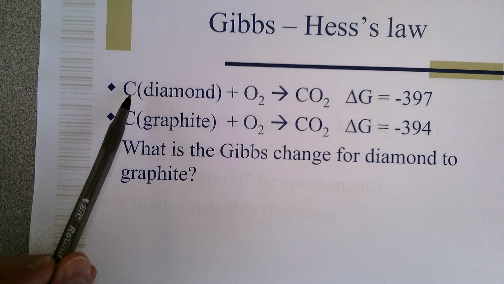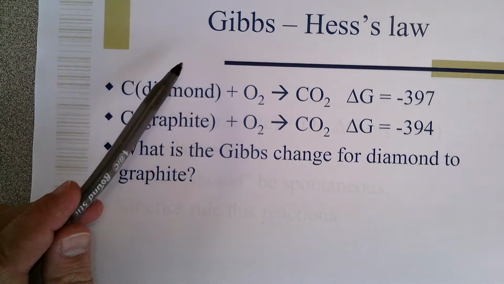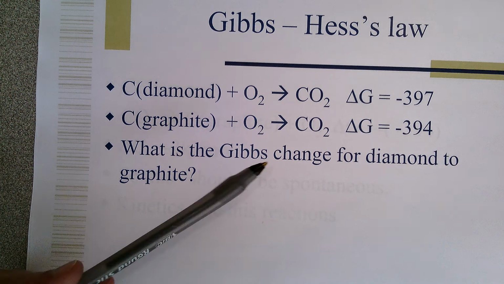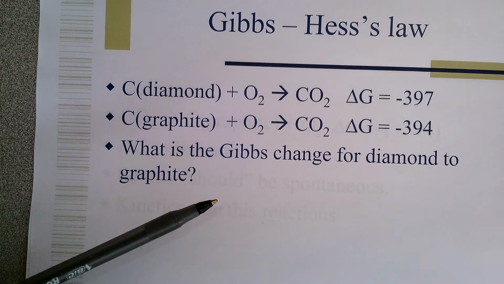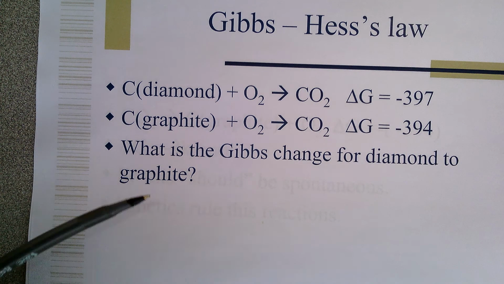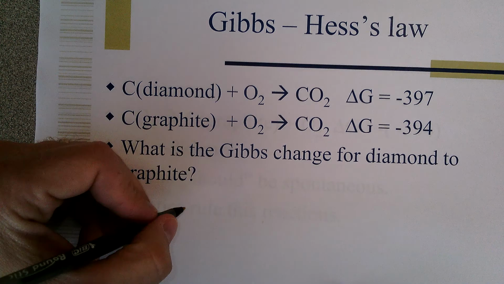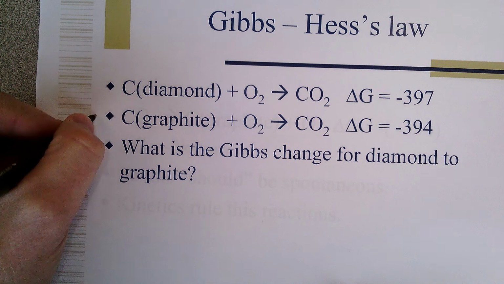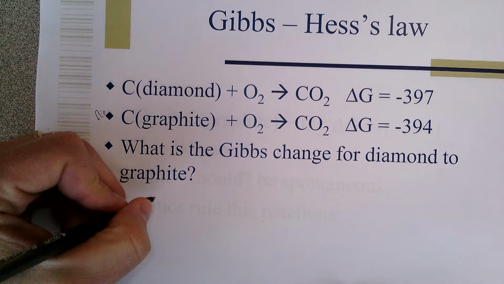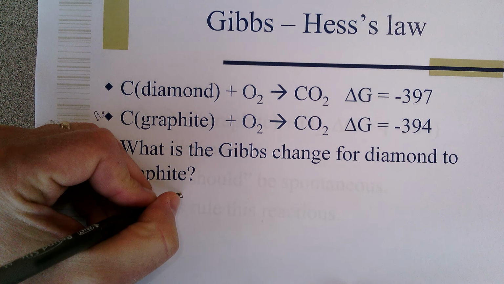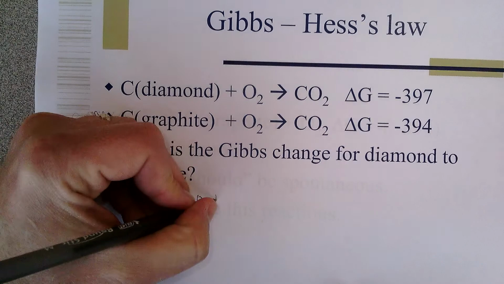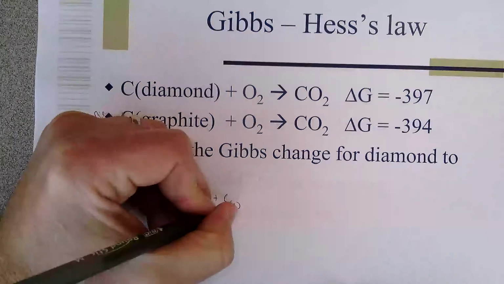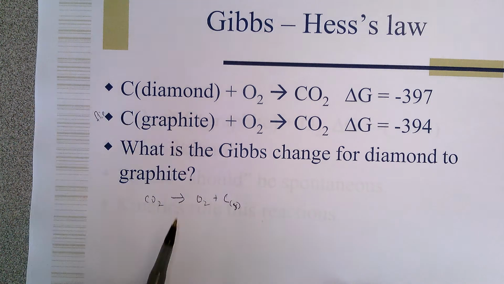All right, so we take a look at how we can do this Gibbs free energy with Hess's law too. Just like we could do delta H with Hess's law, we can do delta G with Hess's law. So if I want to go from diamond to graphite, I'm going to rearrange these. I'm going to leave this one as is, and I'm going to flip this second one. So if I flip the second one, that's going to be CO2 changes to O2 plus graphite, carbon. I'll use a GR so it doesn't look like gas.